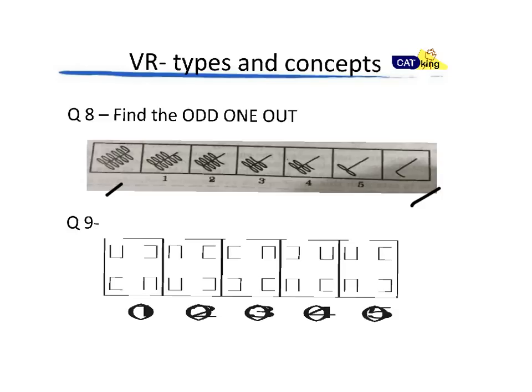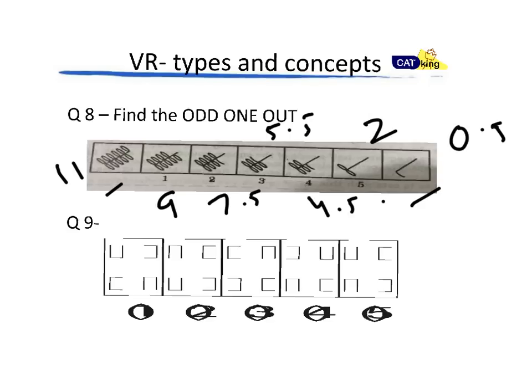We have a total of 11 leaves in this base figure, while in case of the final figure we have 0.5 leaves. In figure 1 we have 9 leaves, in figure 2 we have 7.5 leaves, in figure 3 we have 5.5 leaves, in figure 4 we have 4.5 leaves, in figure 5 we have 2 leaves, and then 0.5 in the final. You can see that as a pattern is being observed, it is 11, 9, 7.5, 5.5, 4.5, 2 and 0.5.